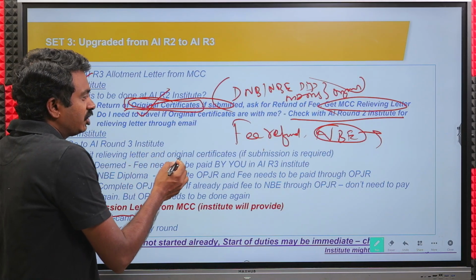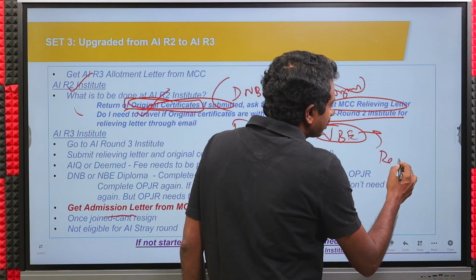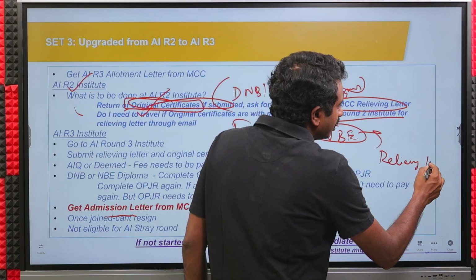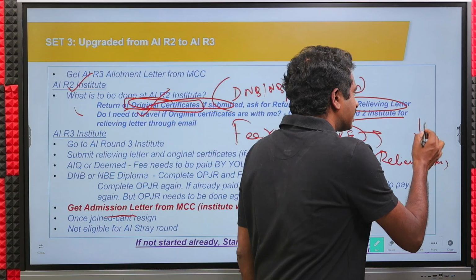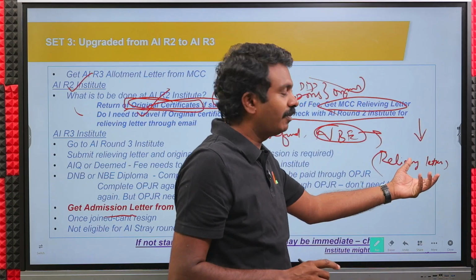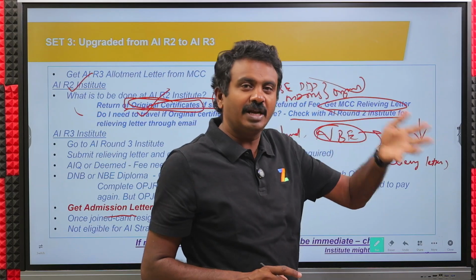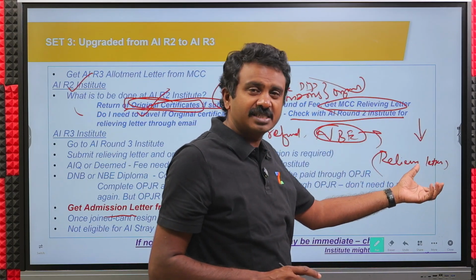There is no issue if the relieving letter does not have a signature. All you need is a PDF. More importantly, they must have relieved you in the MCC system, only then will they be able to generate it. Then the All India round 3 institute will be able to admit you. This relieving letter is confirmation for that.